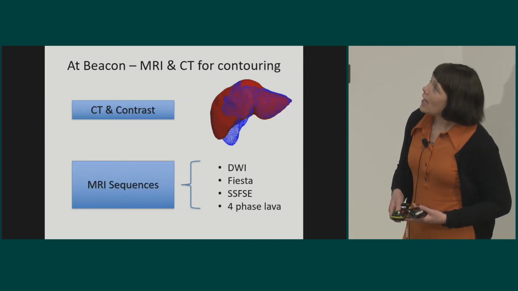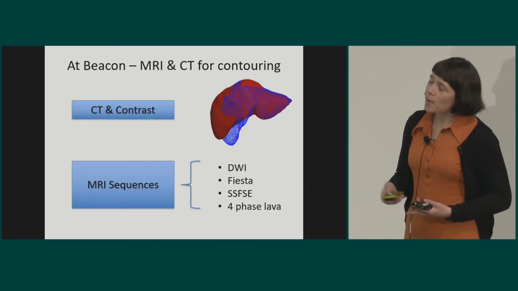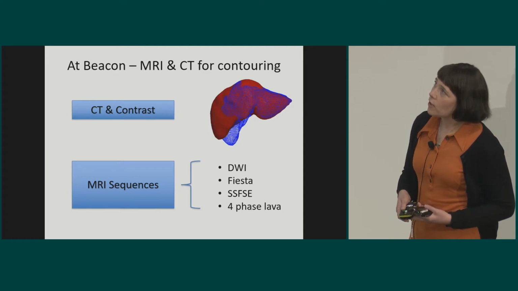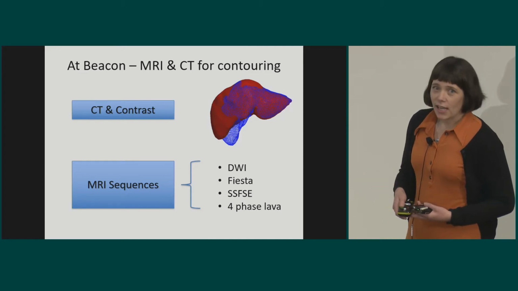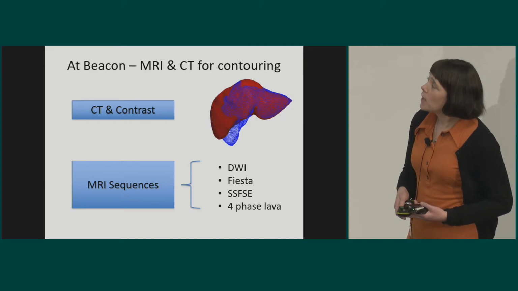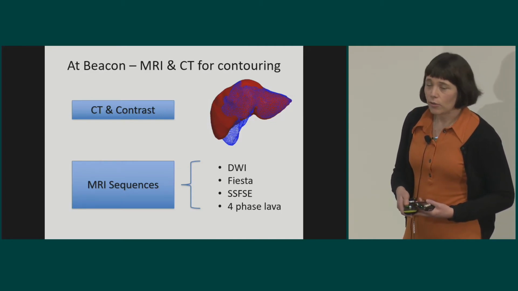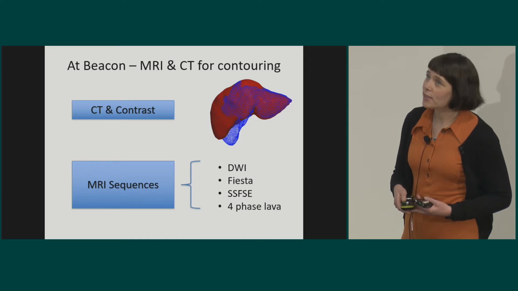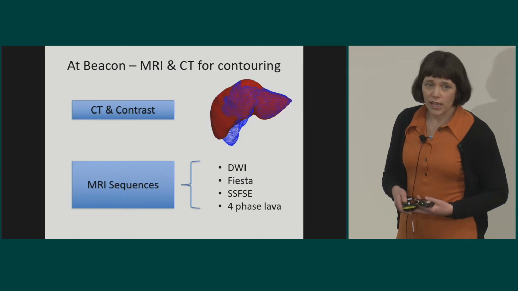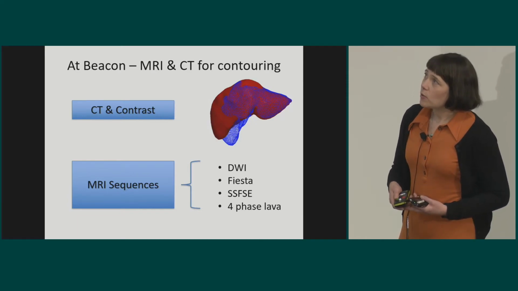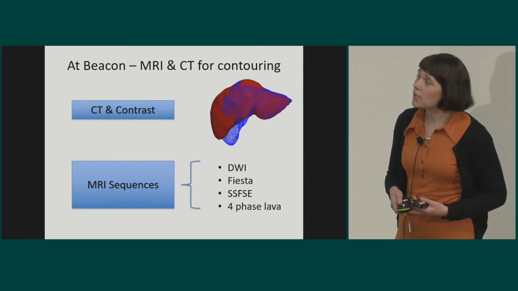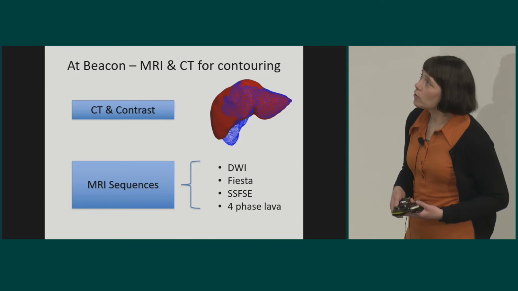So at the Beacon, when a patient is having this high dose of radiation to their tumour in their liver, we give them a CT scan with contrast, and then we also give them an MRI with several different sequences. Currently the physicians, some of them are here, contour the CT plus contrast, and they also contour on the MRI sequences. This is because we find that sometimes the CT with contrast is not good enough. We can't see the tumour well enough to contour just on the CT.